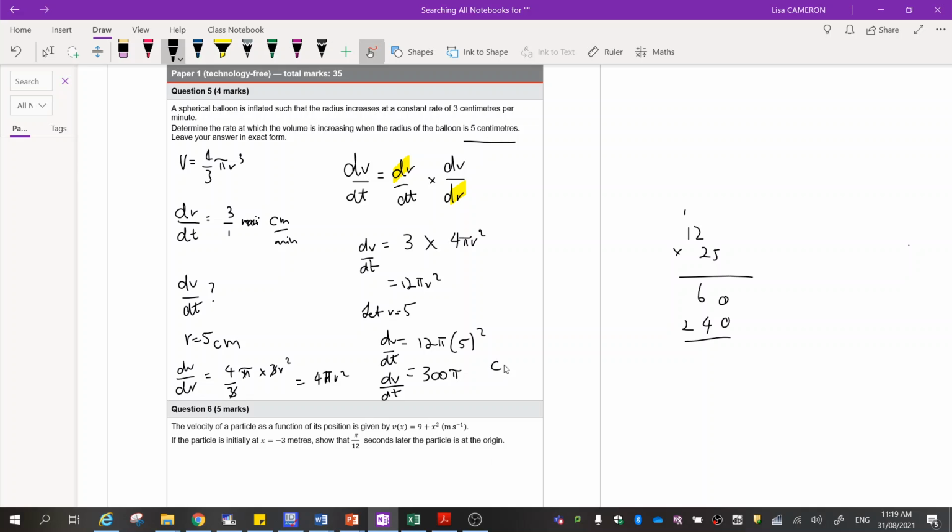Now the correct unit that we're going to put on that is centimeters cubed per minute. Don't forget units on these questions. They will cost you a mark if you don't put them in.